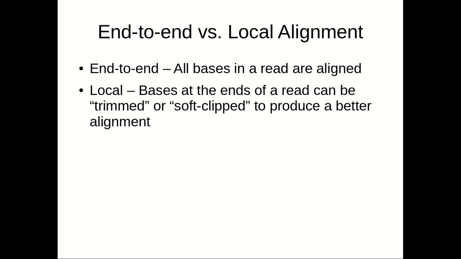In local alignment, we can actually trim or soft clip bases at the end of a read. So what that means is that if we find through some algorithm that the alignment is improved by taking out some number of bases at either end of a read, we can take those out of consideration in the alignment and align with the remaining center portion of the read. And so you're going to have to choose between these, and of course there are various scores, settings, and parameters associated with each of these, especially with local, that you can set. They'll be covered in more detail tomorrow.